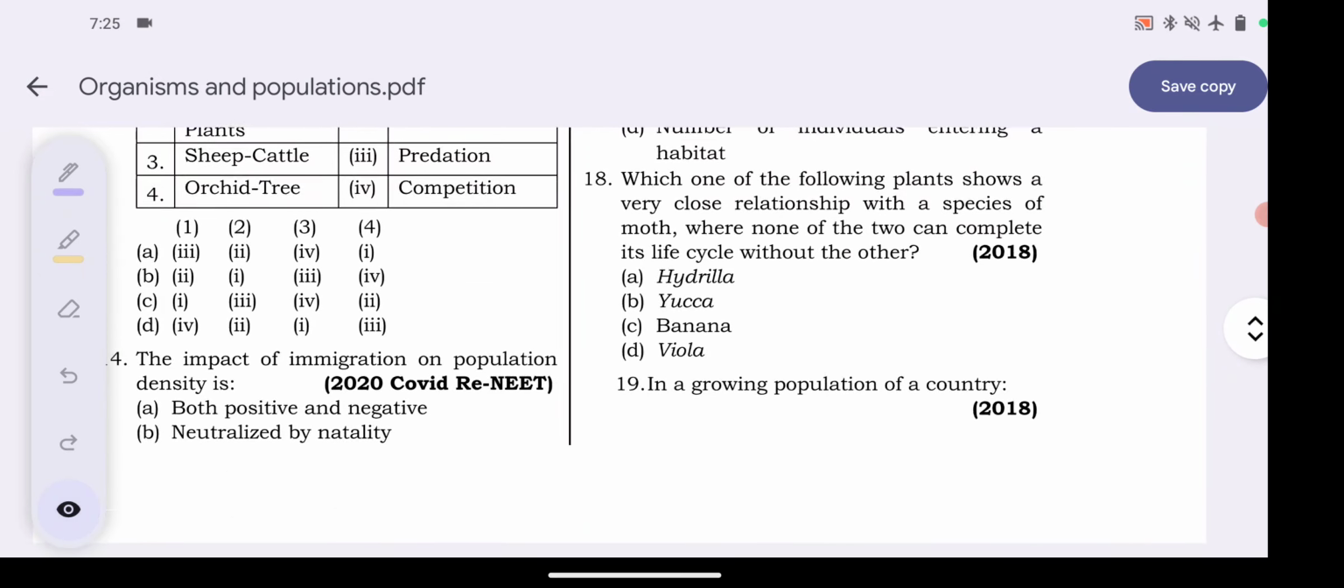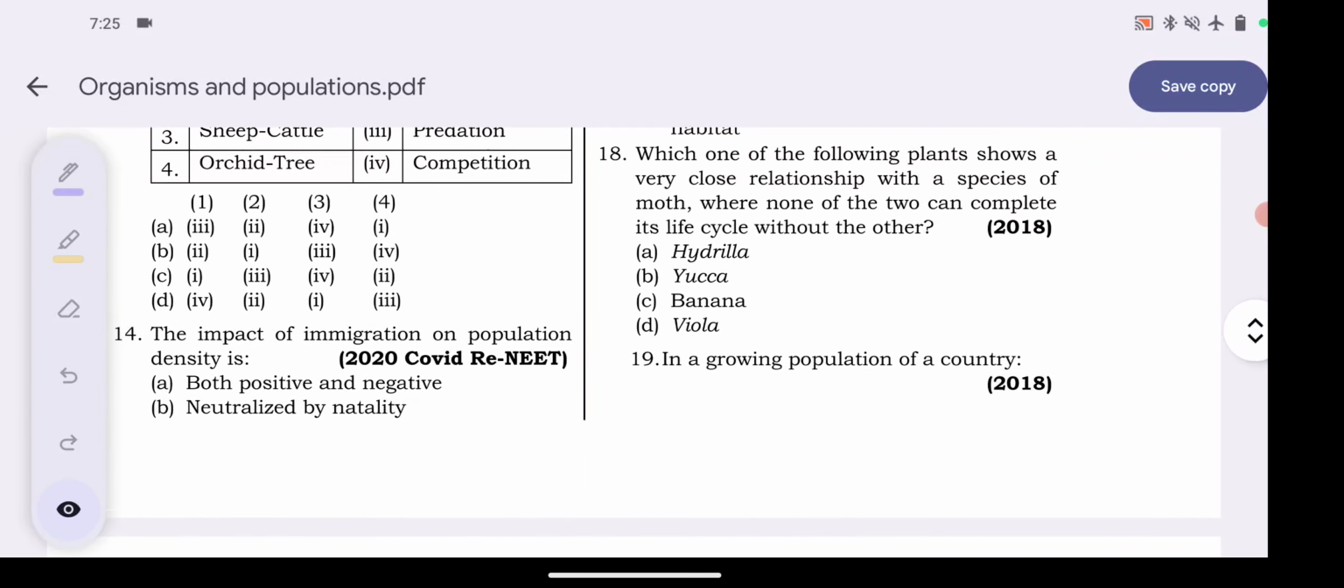Question number 18. Which one of the following plants shows a very close relationship with a species of moth where neither of the two can complete its life cycle without the other? So here, since the question is about a moth, your answer will be option B, yucca plant.